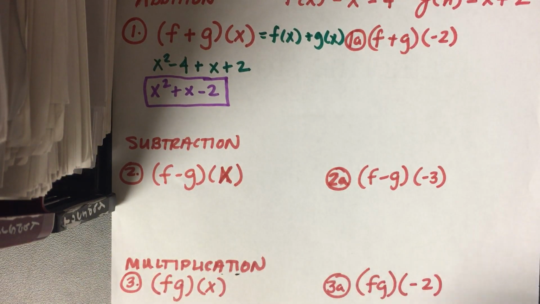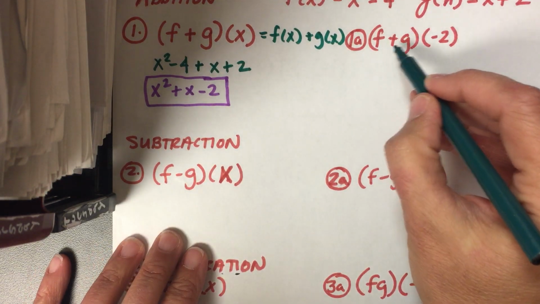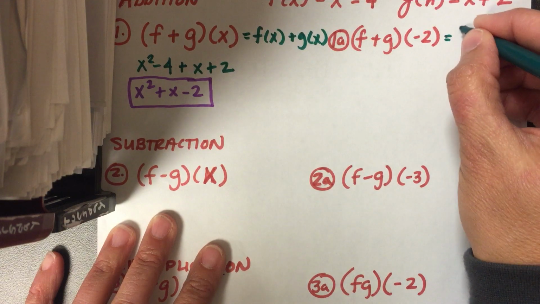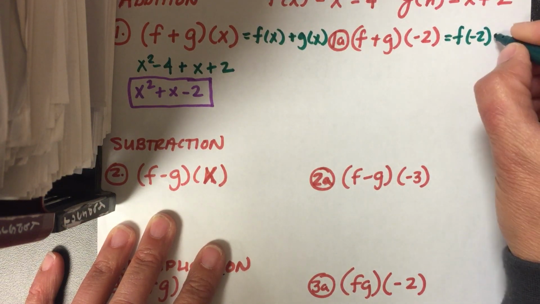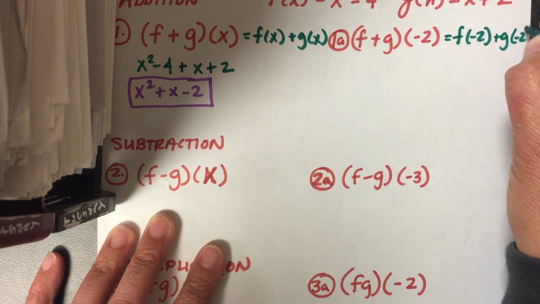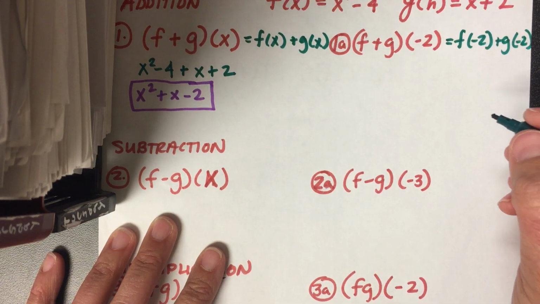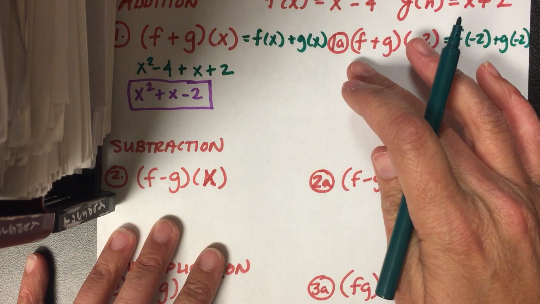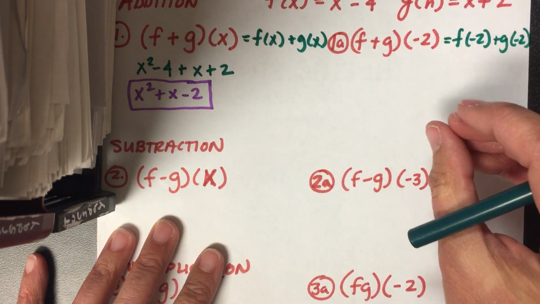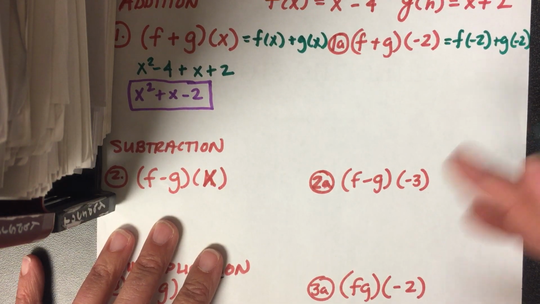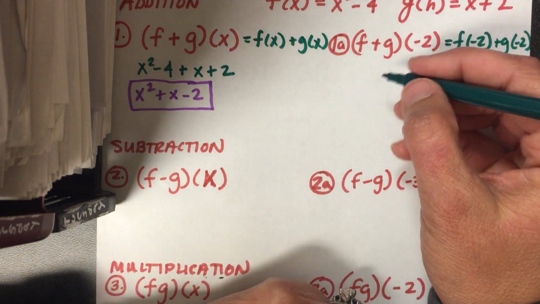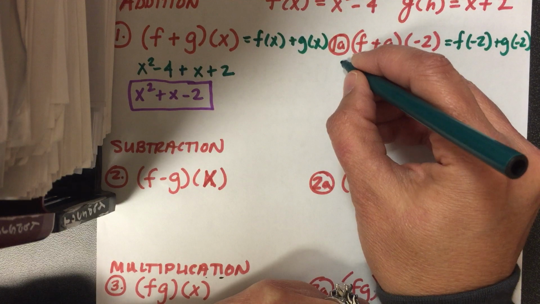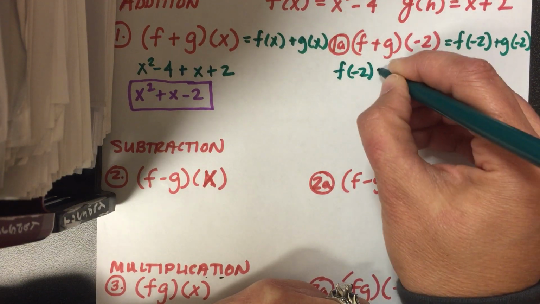So let's look at the next one here. Here I have f plus g of negative 2. Again, that means basically f of negative 2 plus g of negative 2. So we can do this one of two ways. We can either do each one of these separately and then add them together, or write it all as one big equation. I'm going to write it all as one big equation. So f of negative 2, actually we'll do it separately to make it easy. Let's do f of negative 2 first.